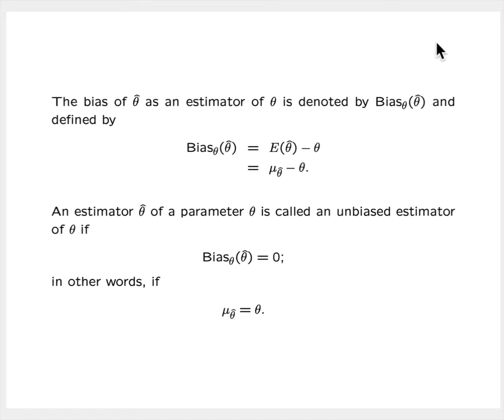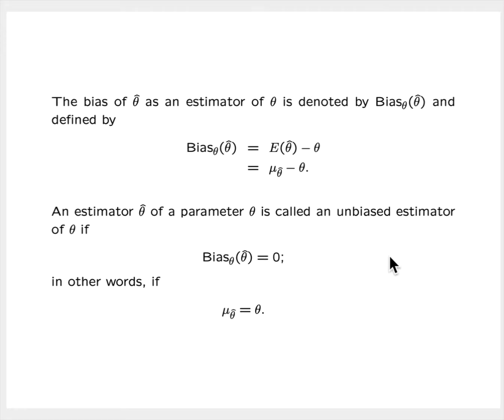Now the bias of theta hat as an estimator of theta will be denoted this way, and we read this as the bias of theta hat as an estimator of theta. And it's defined to be the difference between the mean of the sampling distribution of theta hat and the parameter theta. Okay, so that is the definition of the bias of theta hat as an estimator of theta.